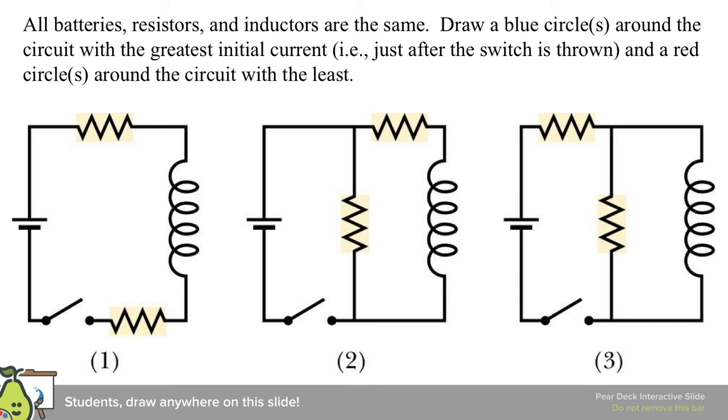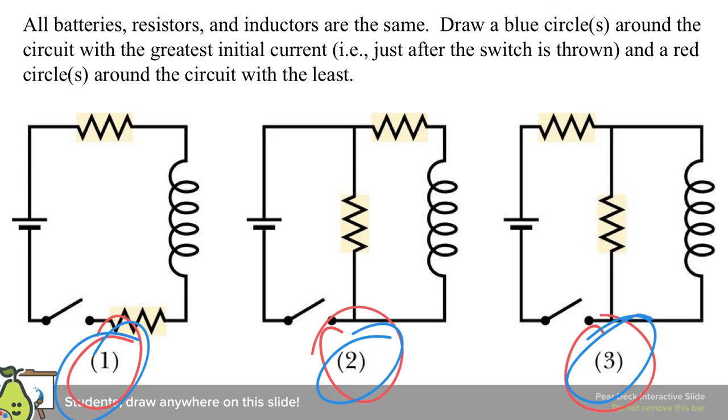Same setup, now figure out which one has the greatest initial current just after the switch is thrown. All right, so now not a long time later, but right after it's thrown. This is sort of a trick question because for all of them, no current can flow yet because the inductor stops it, so they're all equal. They're all red, but they're also all blue because they are all 0.